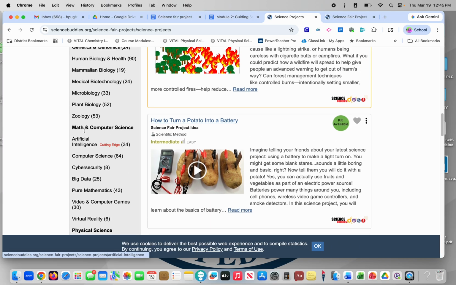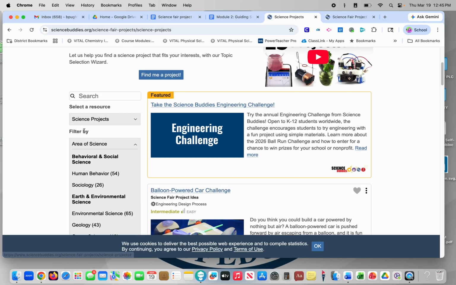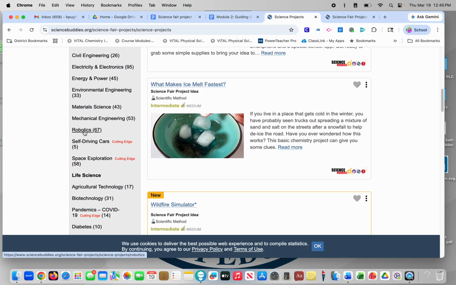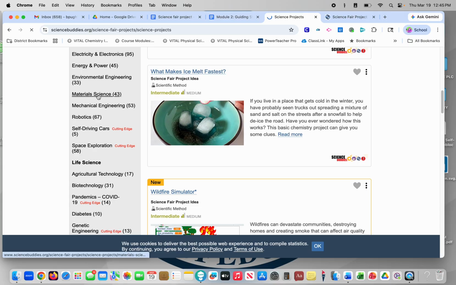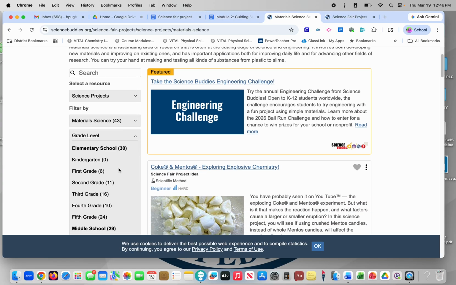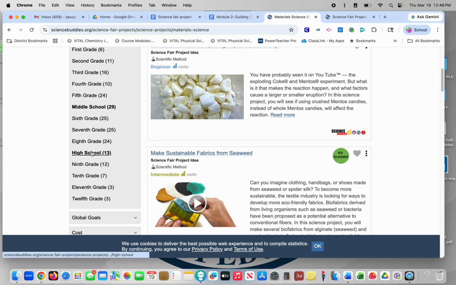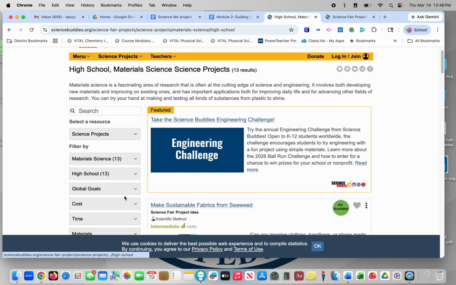So let's just pick one. We were looking at materials, so material science. Pick that. It will also let you narrow it down by difficulty level. Remember, one of the things that you had to think about: time and cost and difficulty level. If you are in high school, you are not picking a middle school project. You are going to go up here to high school. So we're just going to pick all of high school.